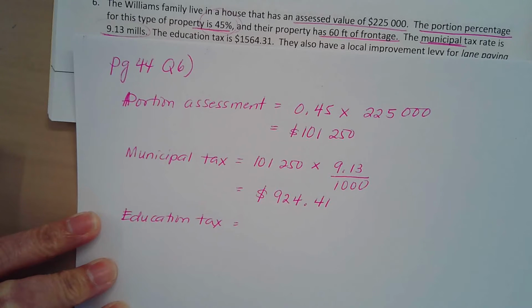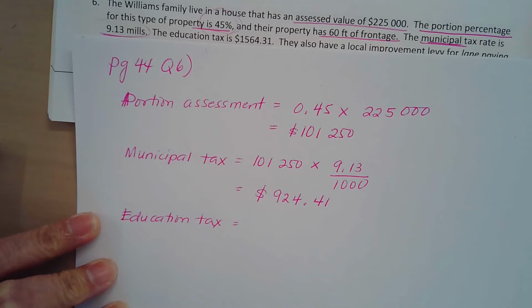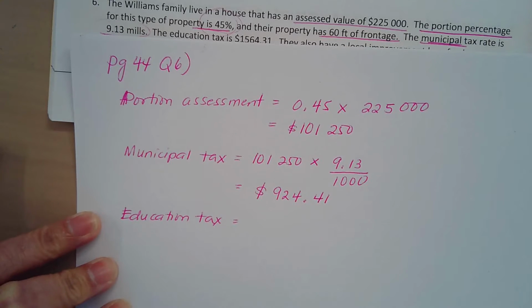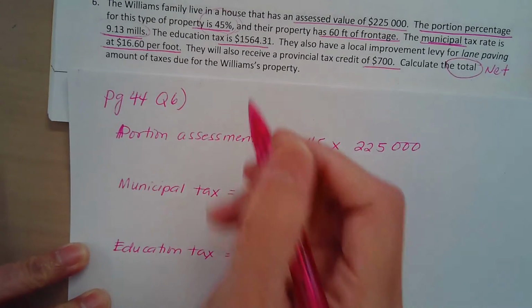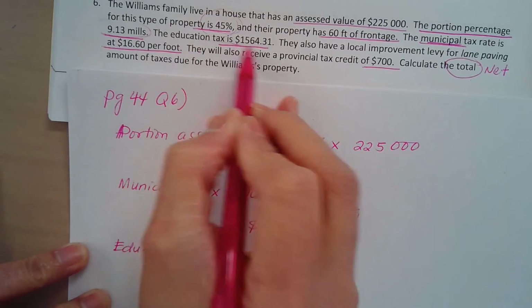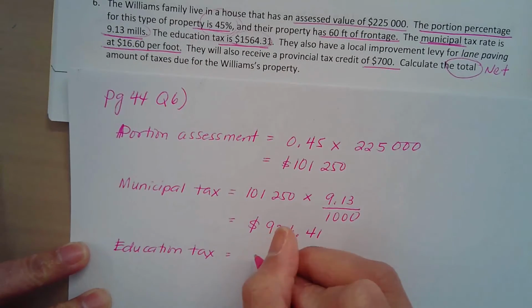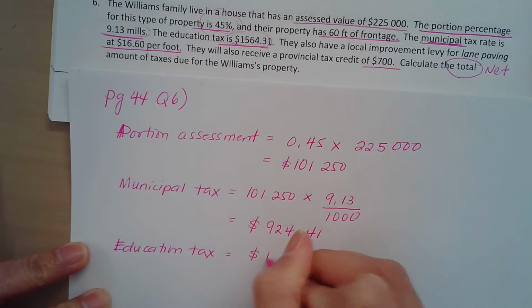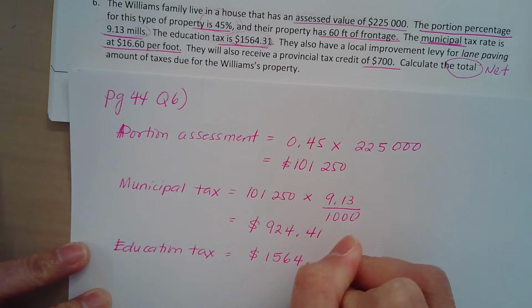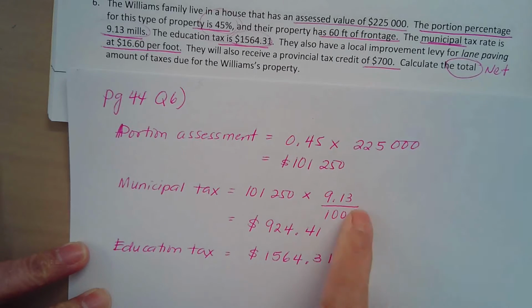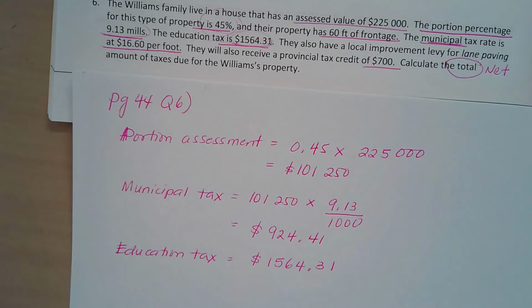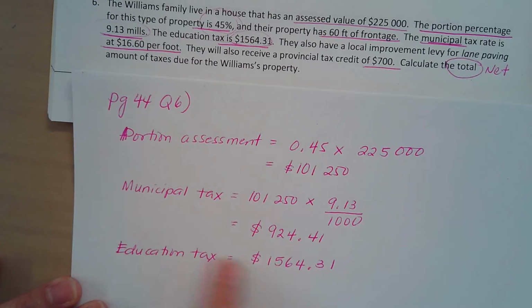What about education tax? It's $64.51. Exactly. Education tax is already set. We don't have to calculate that. It's right here, education tax is already that amount, so no calculation there. I want to write it there so that everything is laid out in front of us. So the next thing after municipal tax and education tax is local improvement.